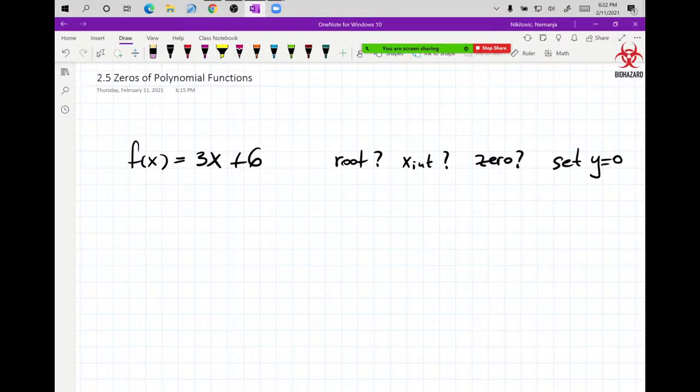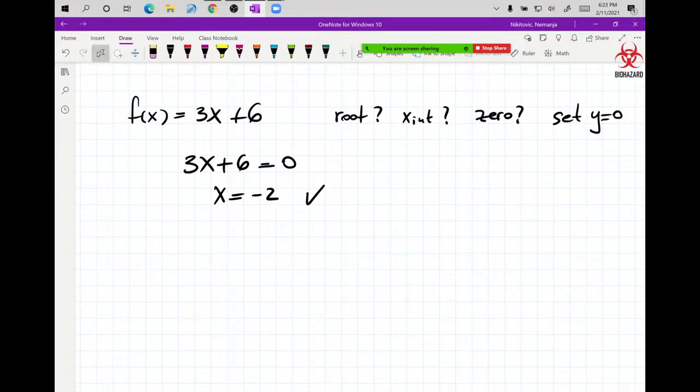So now we've cleared that up. I say set y equal to 0. Well, that is a joke, right? So x equals -2. You move 6 to the other side, you get -6, you divide by 3, you get -2, and that's your root. We're done. Woohoo.